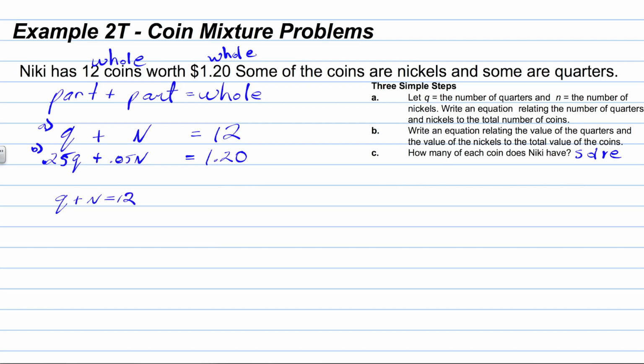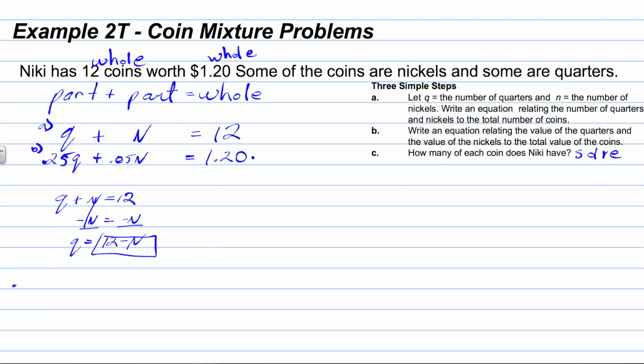Now I'm going to show my work, and I'm going to solve this particular equation for Q by subtracting N from each side. What that gives me is that Q is equal to 12 minus N. So what I do then is I take the second equation here and I use it and I substitute 12 minus N for the Q.